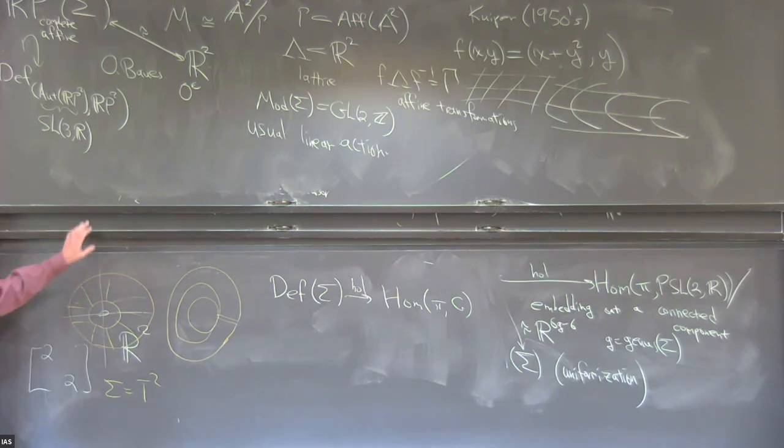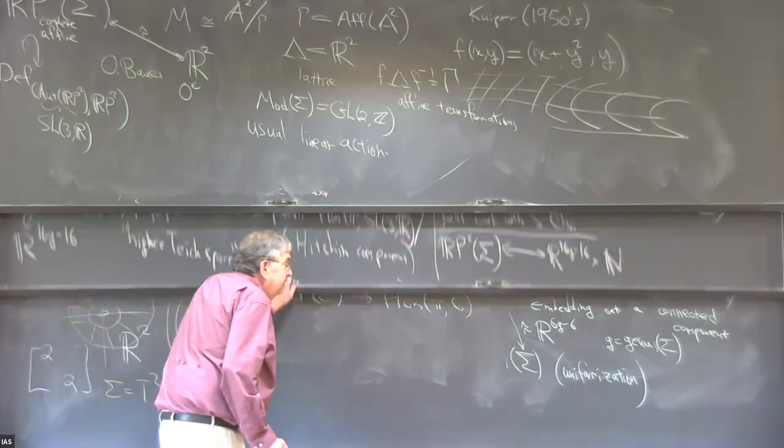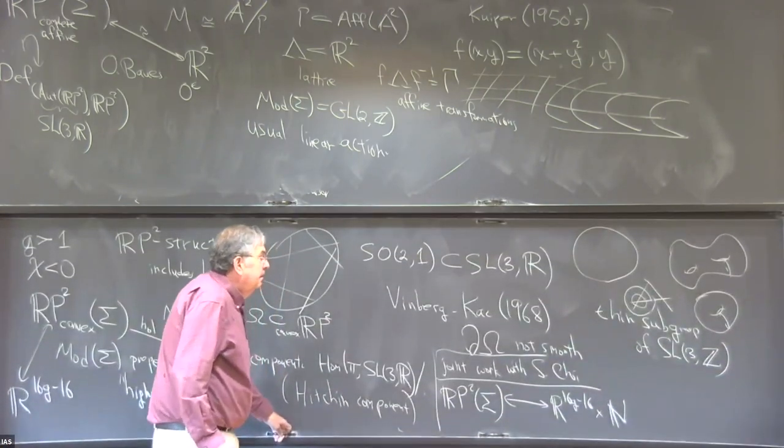Okay. When you were writing R to the 16g minus 16 times N, is N really an integer, or just any set? It's just a countable set. There's an explicit description of it.